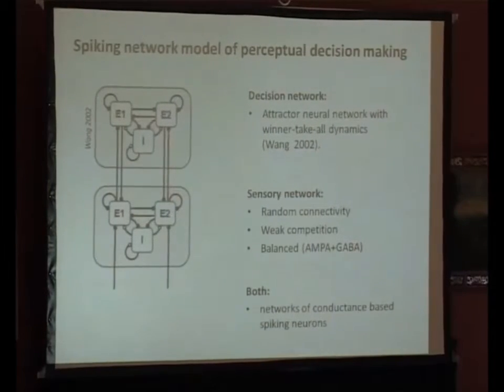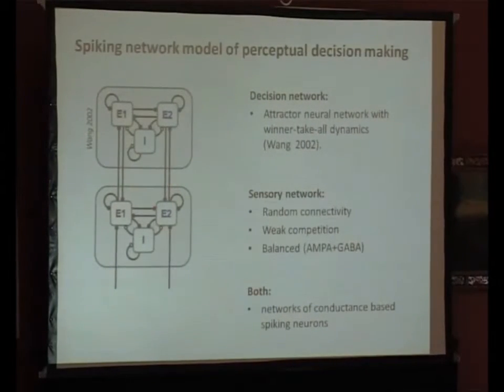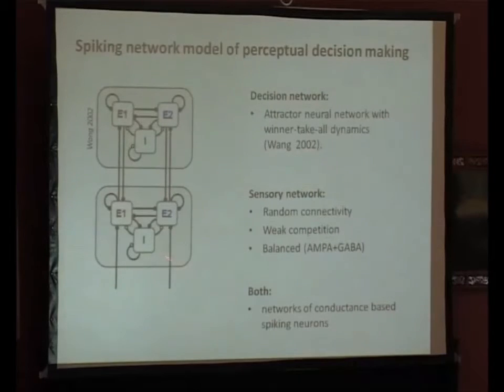We couple it to a network of a similar architecture, which represents the sensory circuits, and which also has two populations of neurons. The big difference between the two circuits is that this one here has winner-take-all dynamics, so there's strong competition between these two pools, giving rise to the decision, whereas the sensory network is in a linear regime. So there's just a weak competition between those two pools, and this network represents the stimulus.